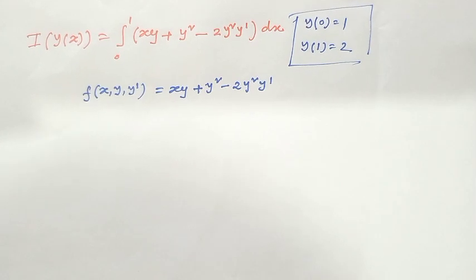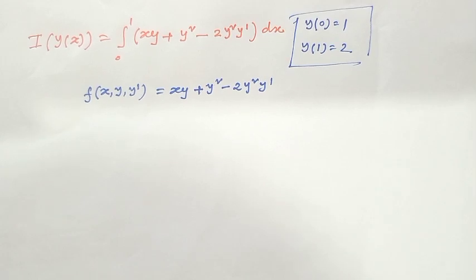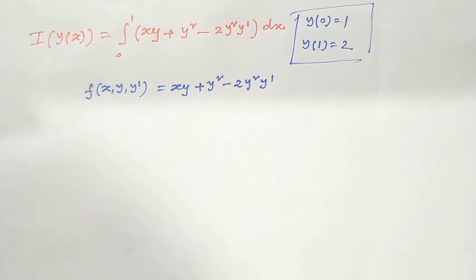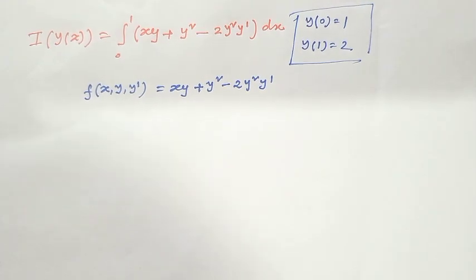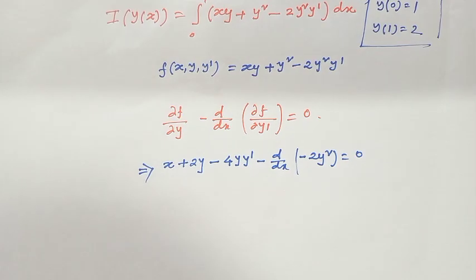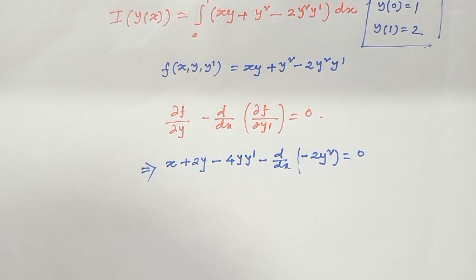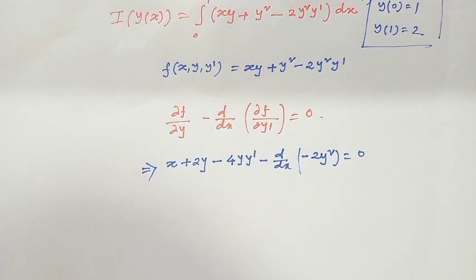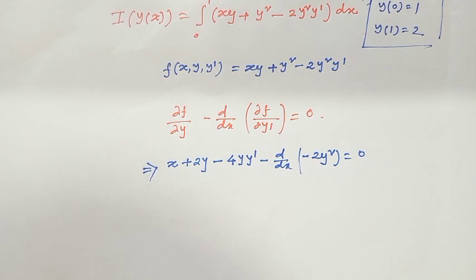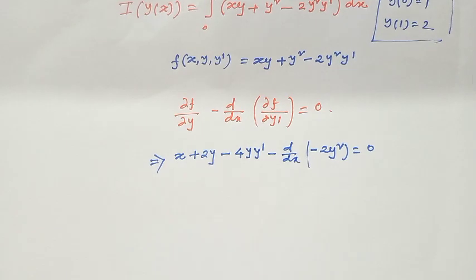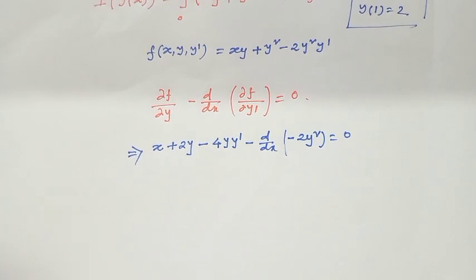Here f(x, y, y') = xy + y² − 2y²y'. Now I will use Euler's formula: ∂f/∂y − d/dx(∂f/∂y') = 0. Here ∂f/∂y means obviously x + 2y − 4yy', minus d/dx of ∂f/∂y', which means 2y².